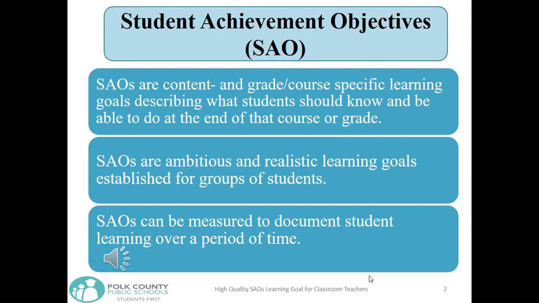Student Achievement Objectives are content and grade or course-specific learning goals which describe the knowledge and skills that students should know and demonstrate by the end of the course or grade. The focus of the SAO should be ambitious, but realistic for all students in the identified course and grade. And the SAO must be measurable through identified assessments in order to document student learning over the entire year, or if a semester, over the entire semester. The SAO should move beyond a unit and should focus on the critical knowledge and skills of the content area.